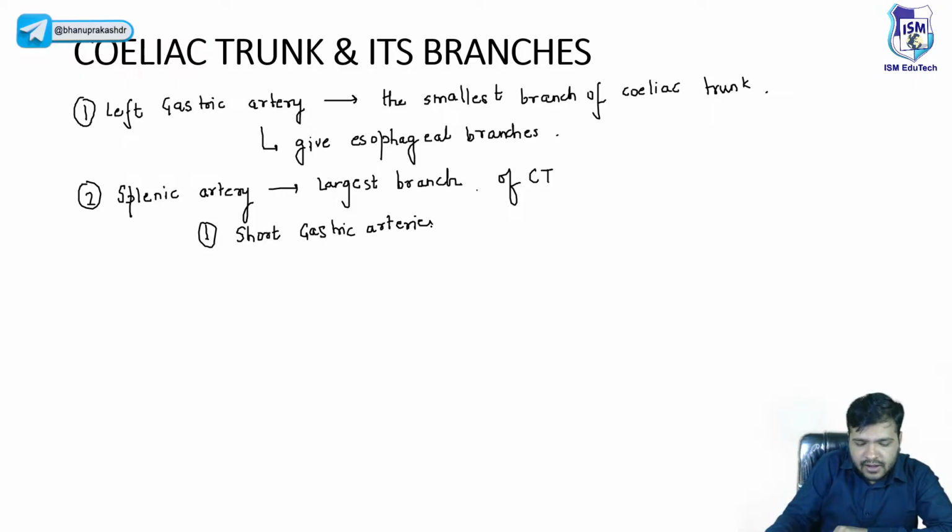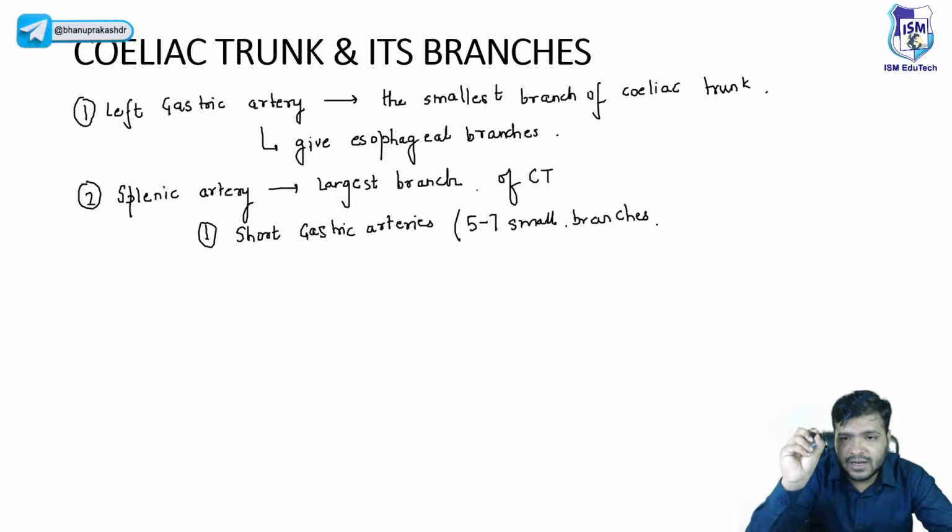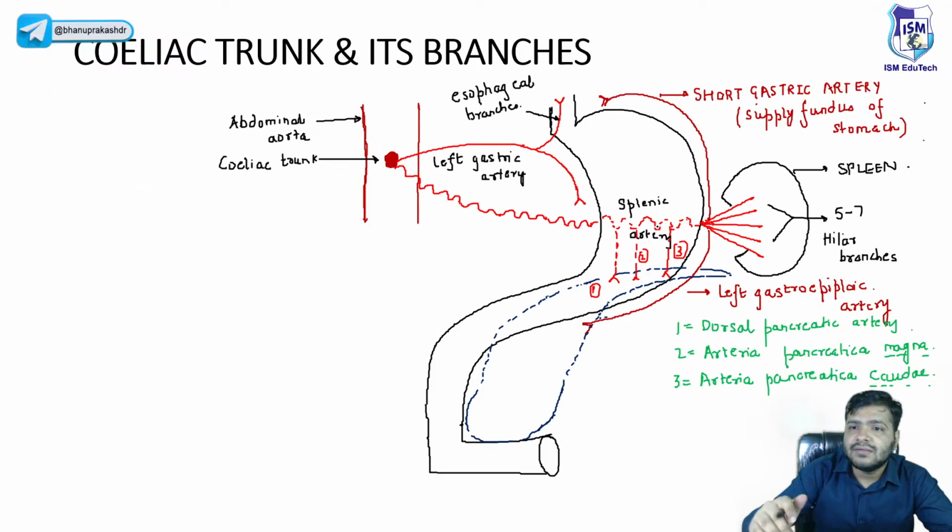I have drawn one, but remember that the short gastric arteries are actually 5 to 7 small branches, which arise from the terminal part of the splenic artery, right? So these short gastric arteries basically arise from the terminal part of the splenic artery. You can see in the picture, it is arising from this terminal part.